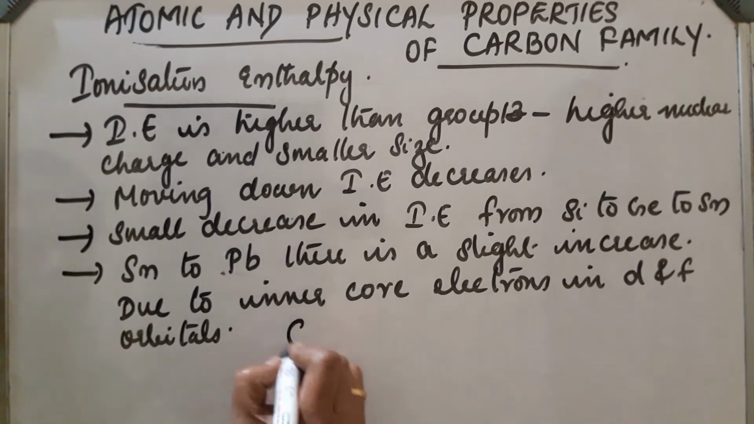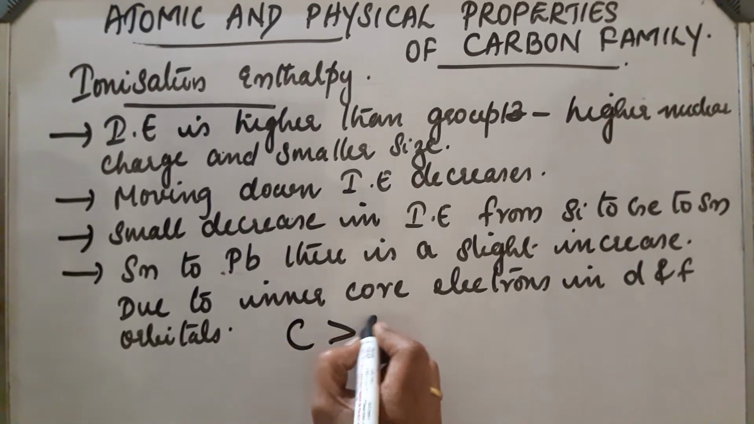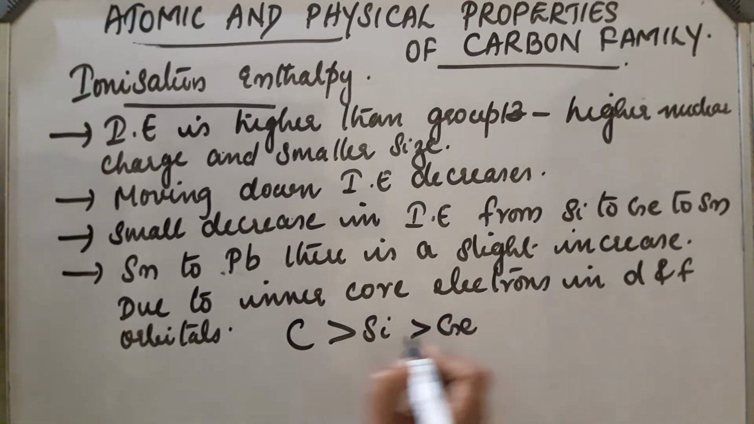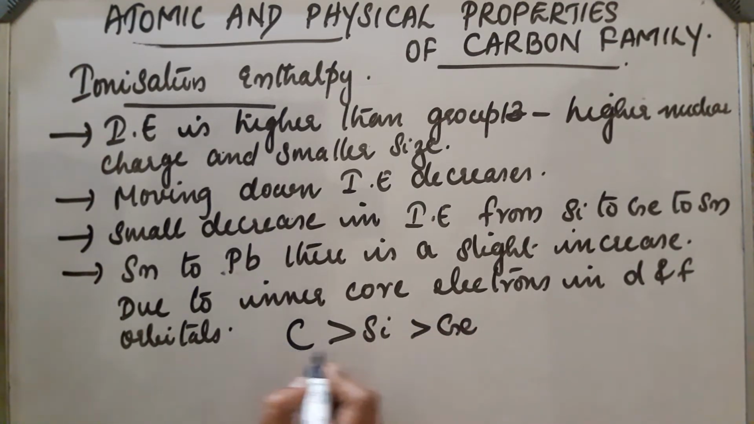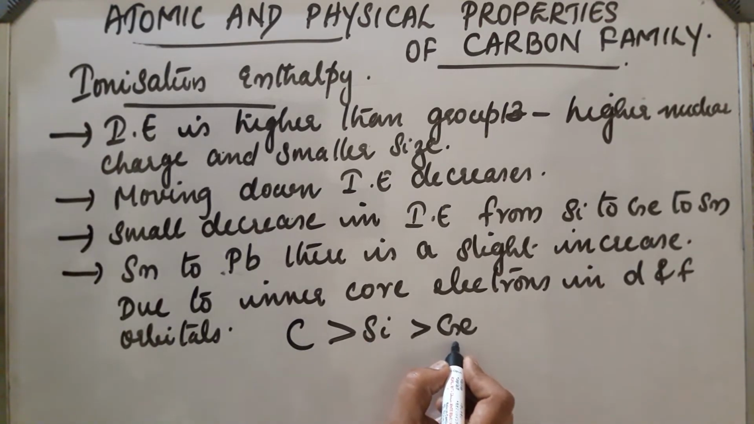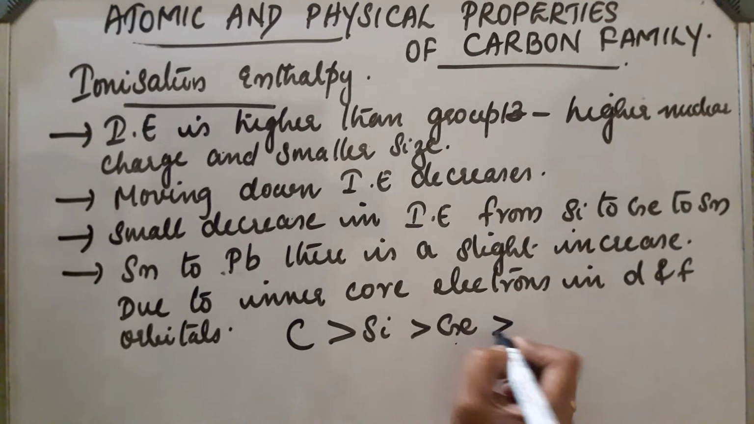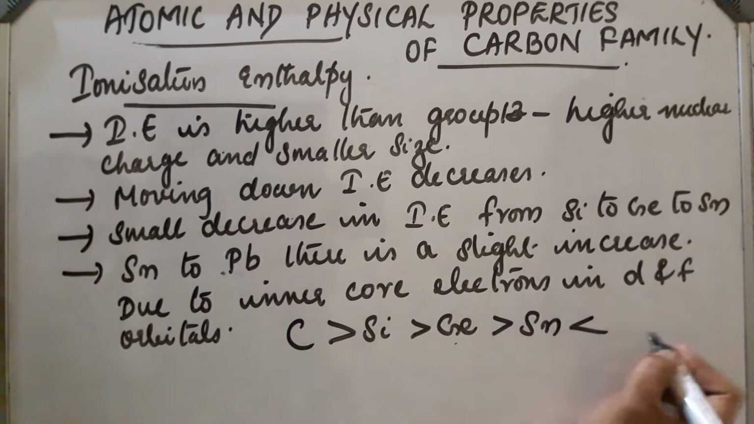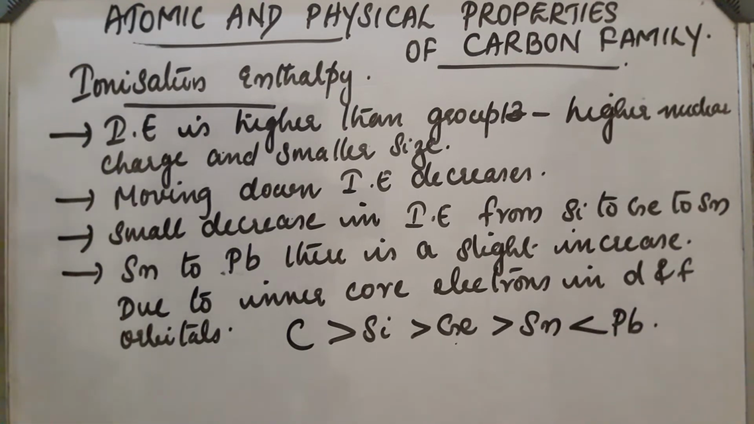So from carbon to silicon there is a decrease in ionization energy, then from silicon to germanium a slight decrease, then to tin also there is a slight decrease, but there is an increase from tin to lead. Okay, there is a slight increase in ionization energy from tin to lead.